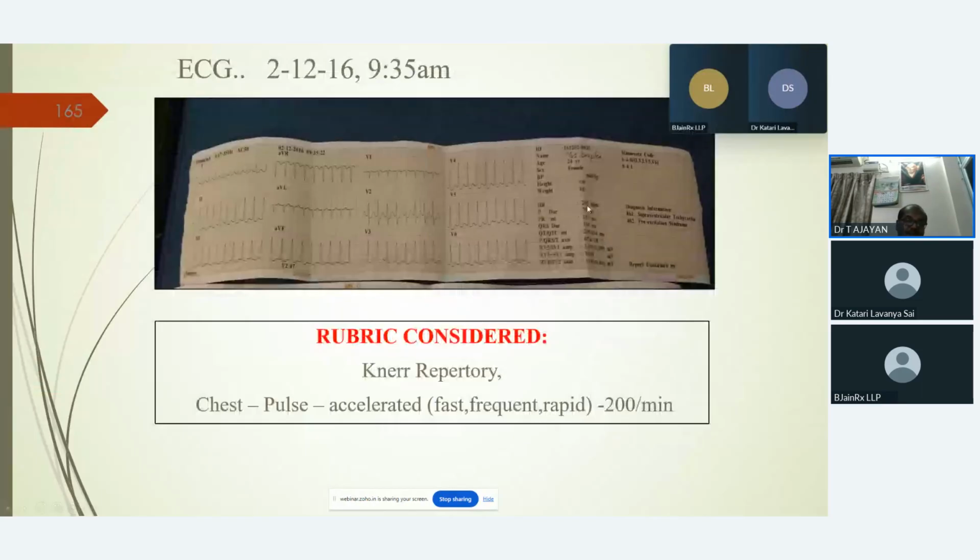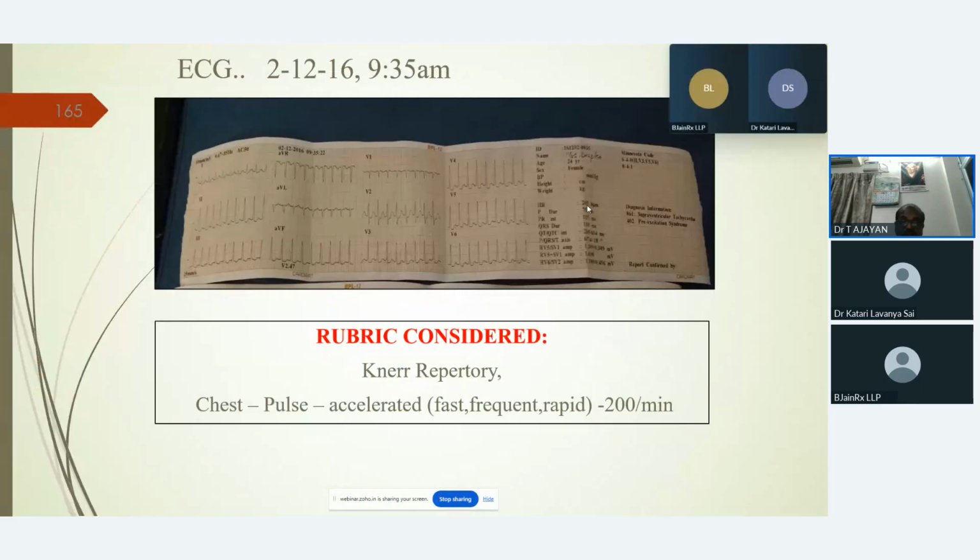To my surprise, I worked it out, and now I just want to show a particular page. Then pulse-wise, they have prescribed the number of medicines mentioned there. Then one chapter, chest, pulse. Pulse is almost equal to the heart rate. Therefore, accelerated, fast, frequent, more than 200.